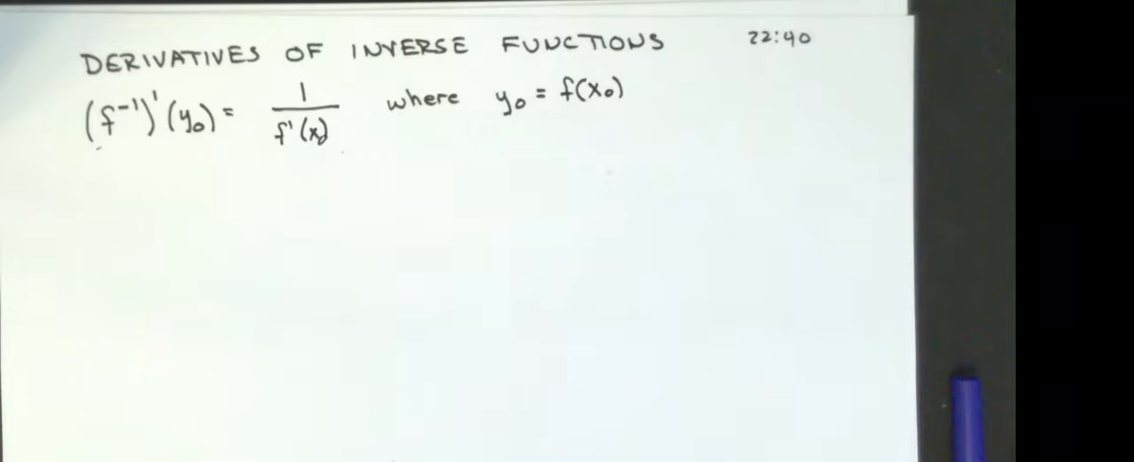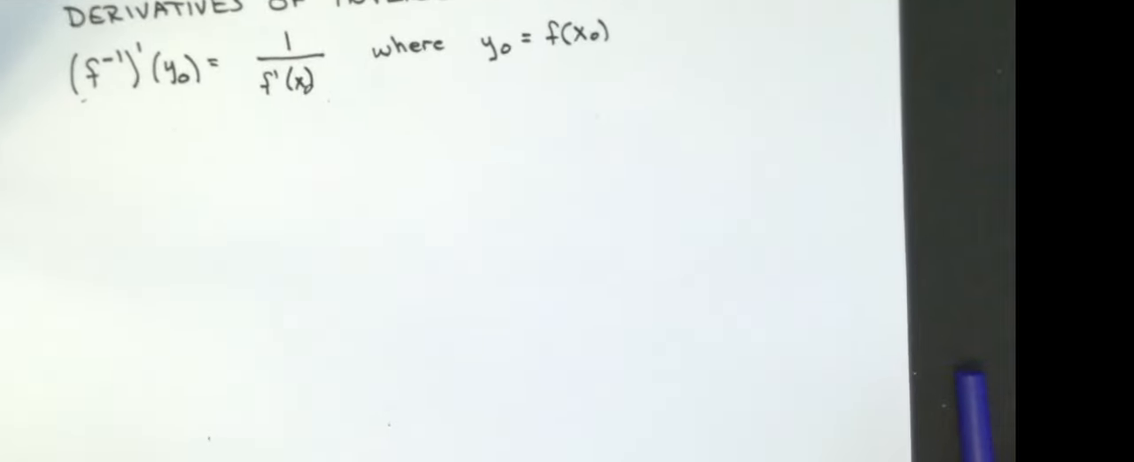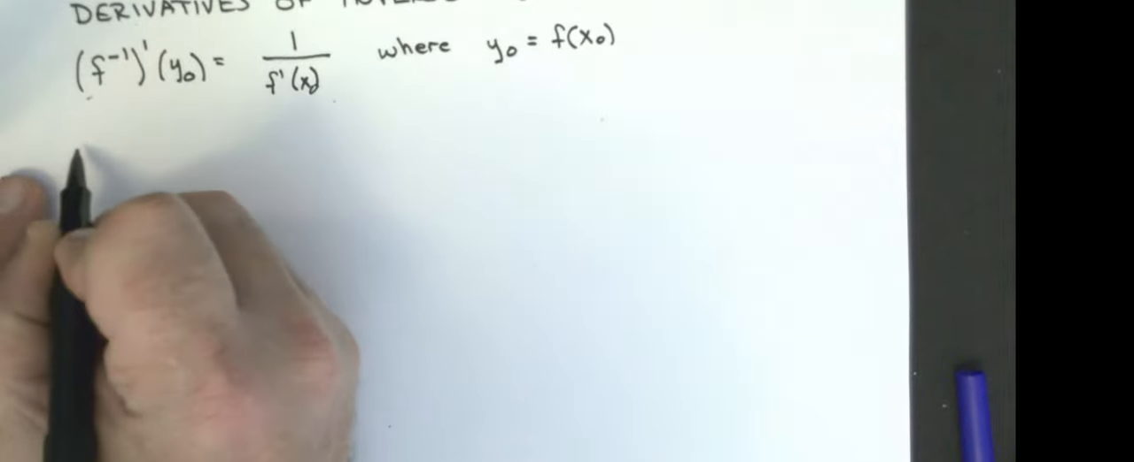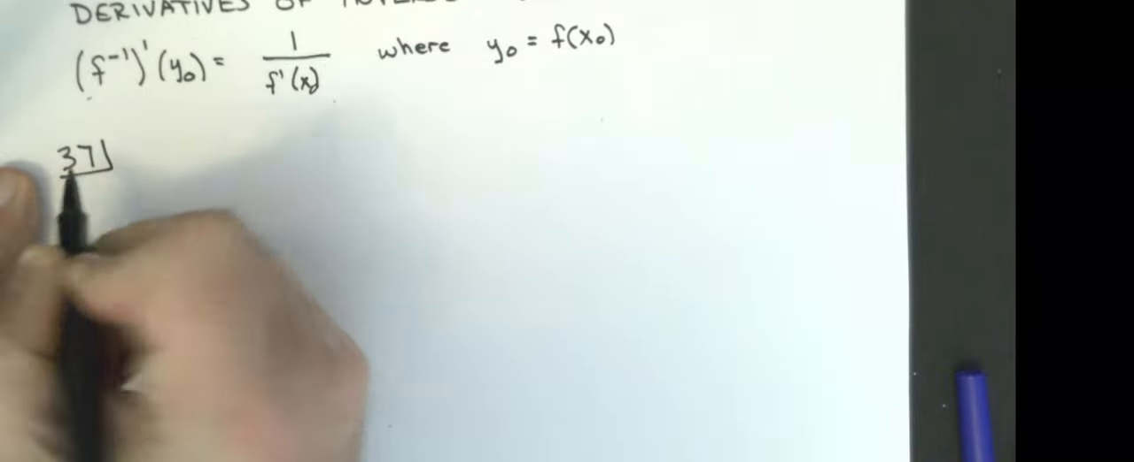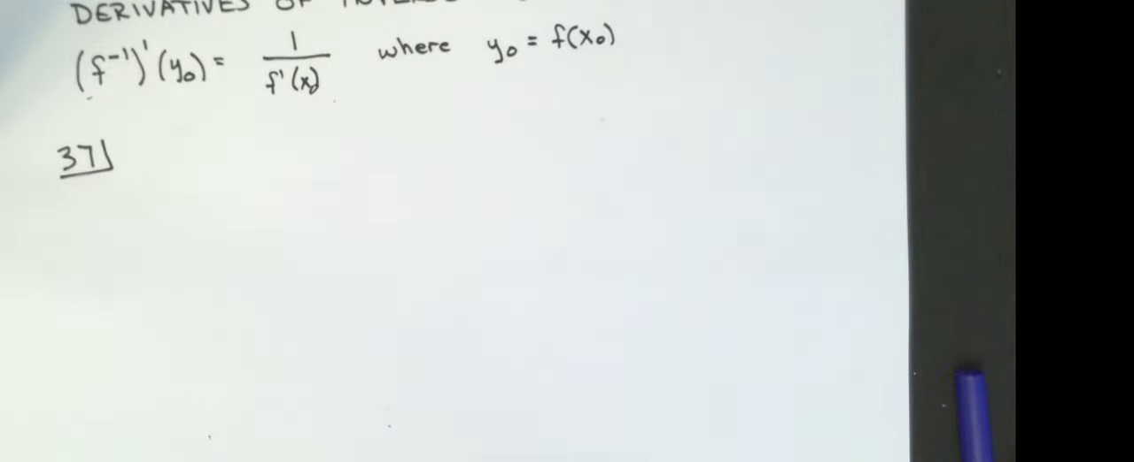So you have homework problem number 38 that is like this. I'm going to do problem number 37 just so you can see how we're going to use this. The directions say find the derivative of the inverse at the specified point on the graph of the inverse function. I don't need to find the inverse.